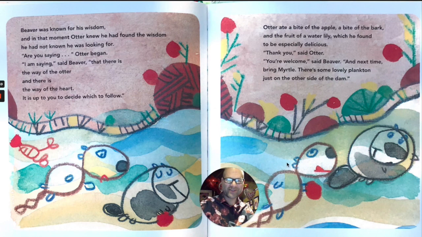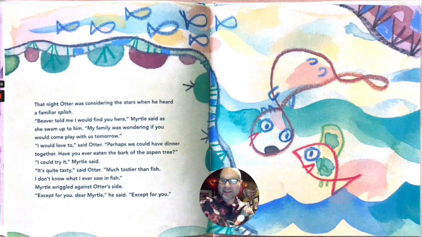What? Did he just offer plankton to Myrtle if Otter got his head right? That night, Otter was considering the stars when he heard a familiar splish. "Beaver told me I would find you here," Myrtle said as she swam up to him. "My family was wondering if you would come play with us tomorrow." "I would love to," said Otter.